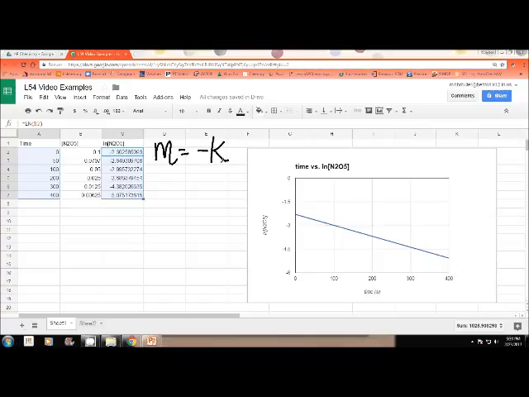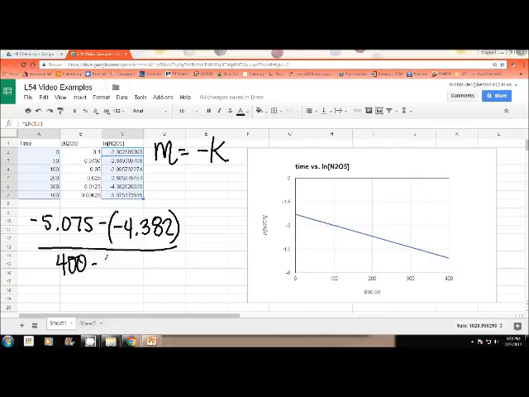So to make it easy on myself, let's do the last two rows. Why not? So the ln value is negative 5.075-ish minus a negative 4.382, over the times 400 minus 300. So when we solve that out for the slope, I got negative 0.00693. And that's going to be per second.